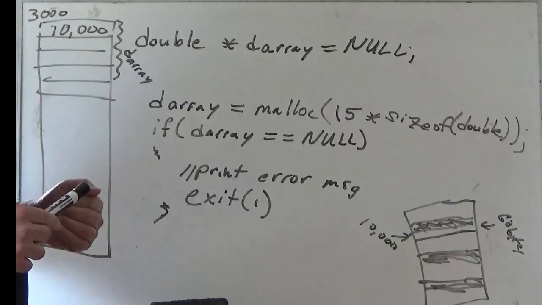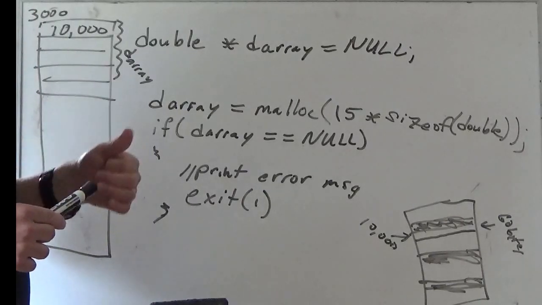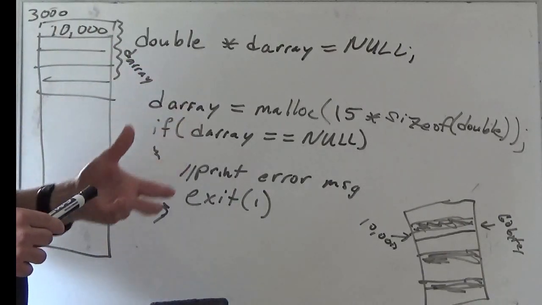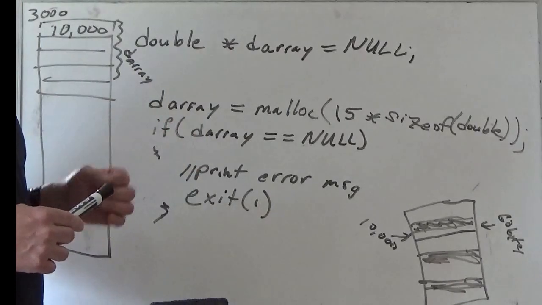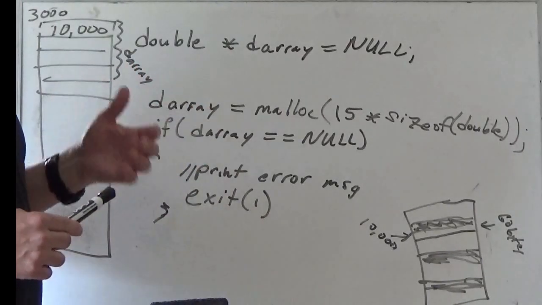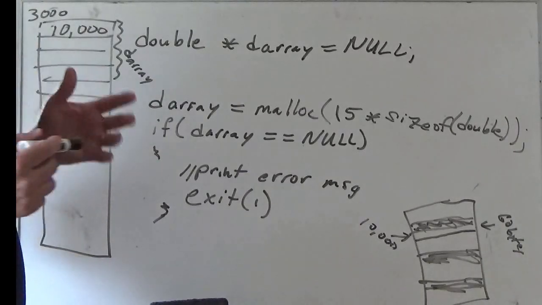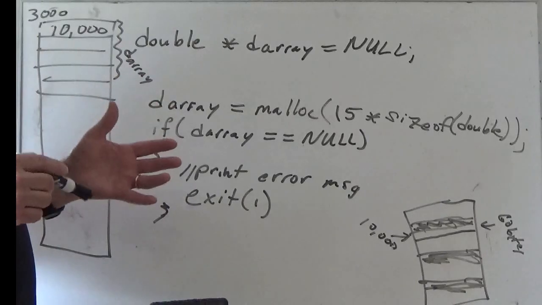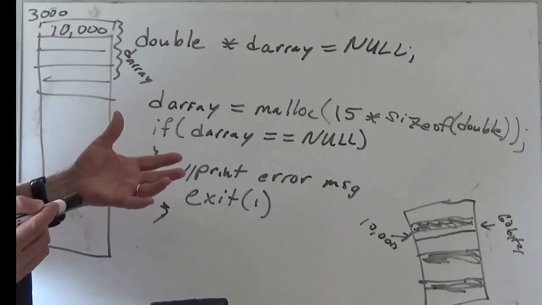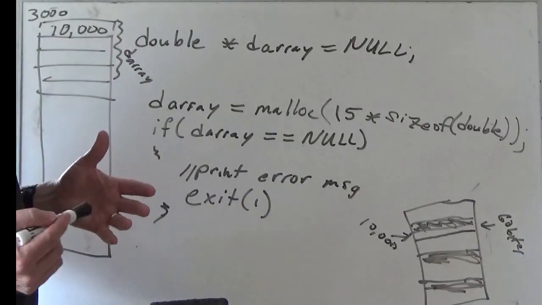Just like checking the return of your call to fopen. You always, always, always want to check the return of malloc and fopen. And by the way, since we're talking about fopen, the other thing that we always need to do when we use a call to fopen is close the file with fclose.